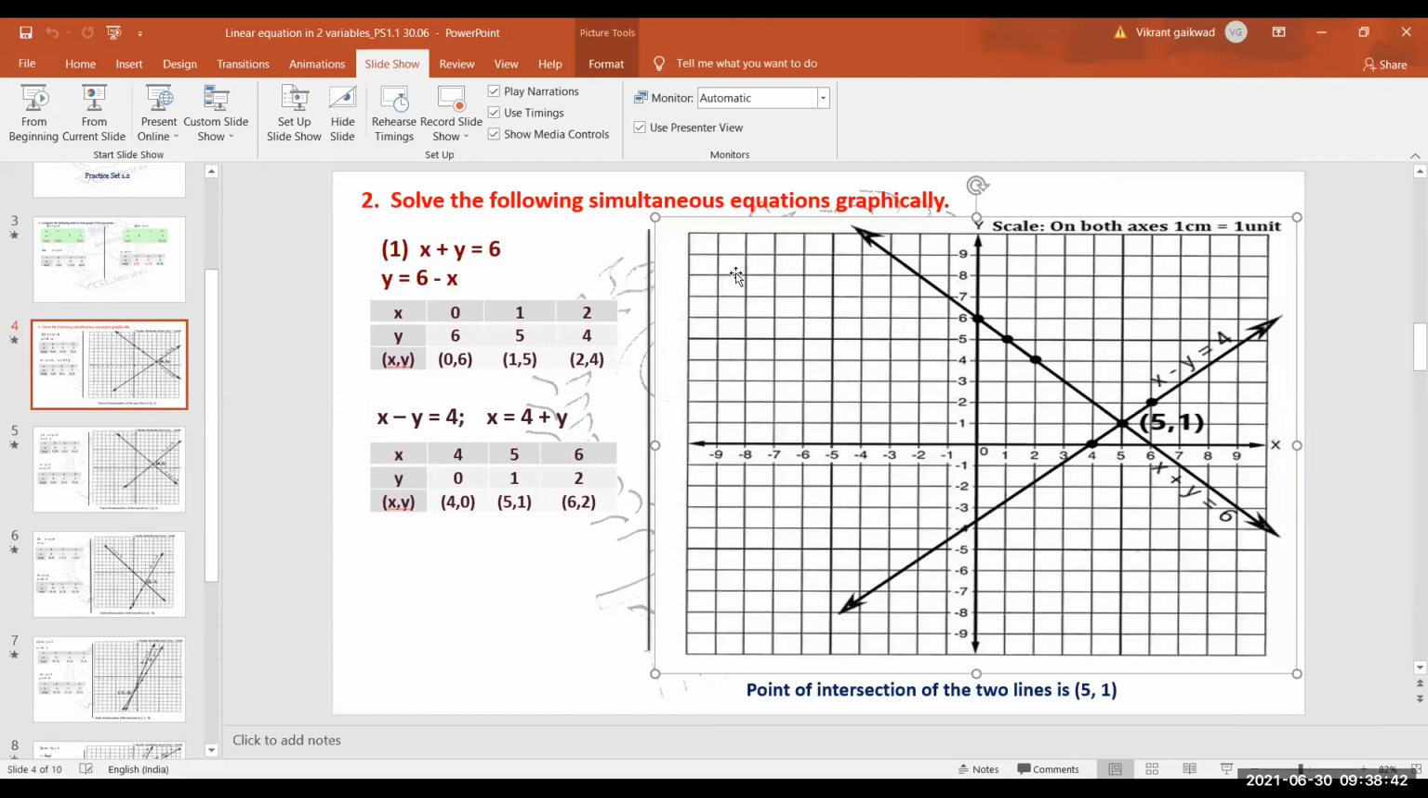See, if you want to draw this graph, or if you want to plot the graph, remember, the first thing is getting this table. You have to first prepare this table for both the equations separately.